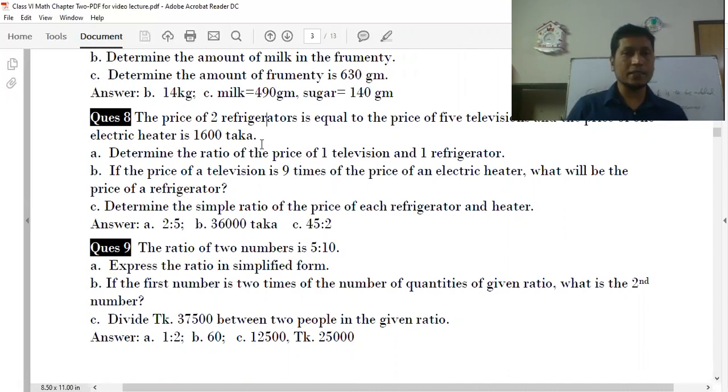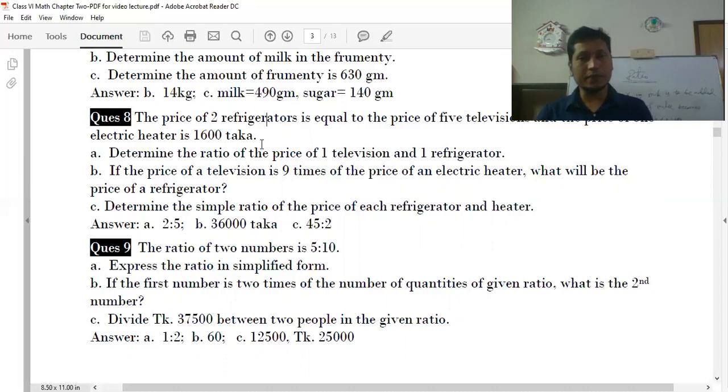So part A says determine the ratio of the price of 1 television and 1 refrigerator. That is, 2 refrigerators is equal to 5 televisions. So, 1 television equals what? 1 television and 1 refrigerator will be 2:5, because the price of 2 refrigerators equals the price of 5 televisions. So the ratio is 2:5. Okay, part A is complete.